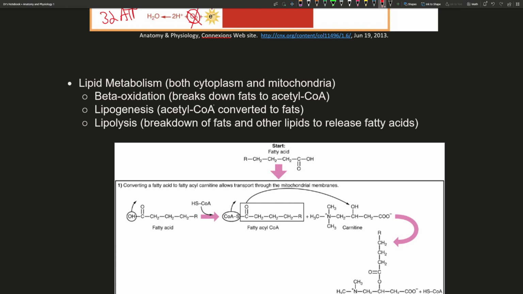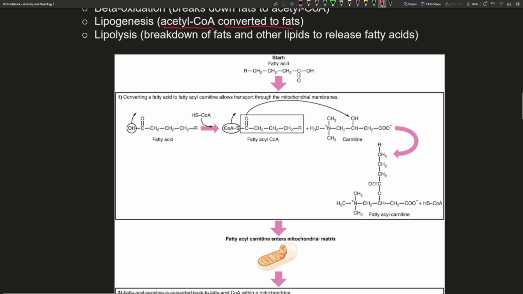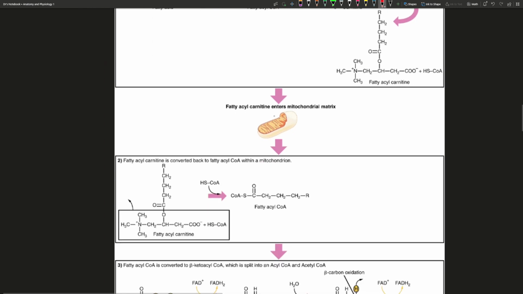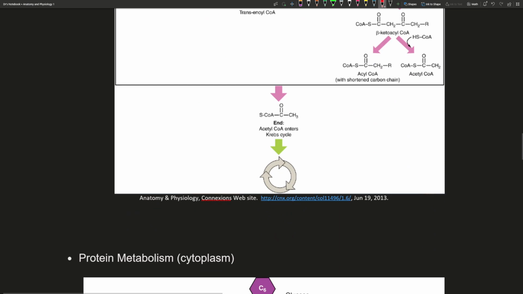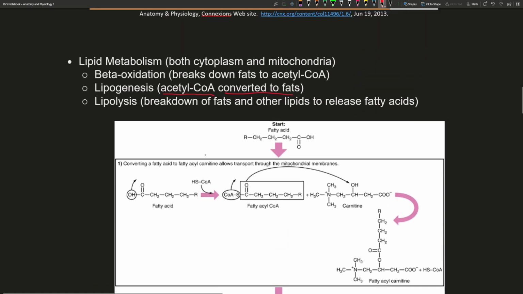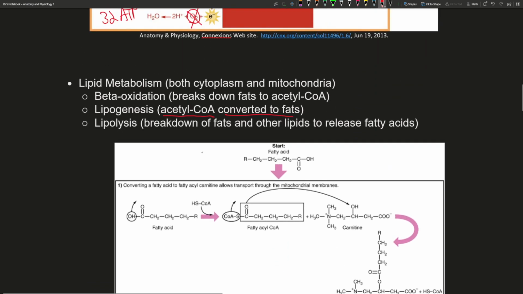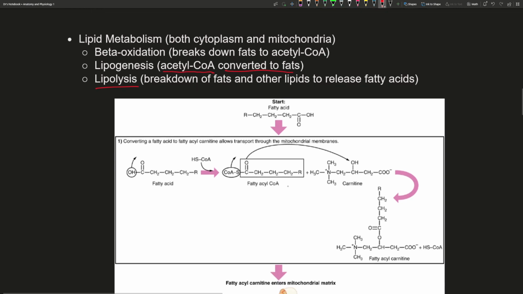Lipogenesis then is when you have enough ATP, so your body stores stuff as fat. So that acetyl-CoA, when there's a buildup, gets converted to fats. And here just showing a fatty acid getting broken down and then eventually becomes acetyl-CoA down here, which then enters the Krebs cycle. Don't worry about all the little nuances in this image. And then lipolysis: lipo, lipid, lysis, splitting, breakdown of fats and other lipids to release fatty acids. So here, remember, a triglyceride is 3 fatty acids. So if we're releasing fatty acids, we're breaking down those triglycerides.